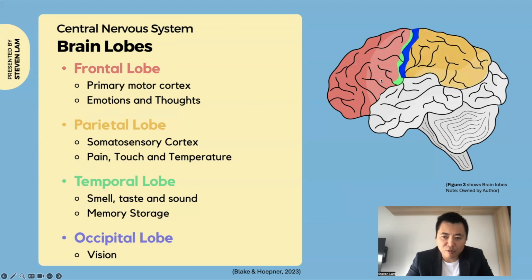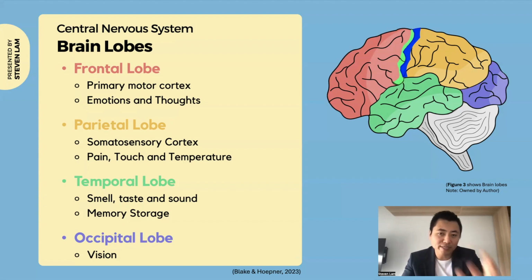And so behind that, you've got your parietal lobe. Now, in blue there is the somatosensory cortex, which allows you to feel things like pain, touch, and temperature. Next, you have the temporal lobe. So it allows you to smell, taste, and hear sounds, but also for memory storage. Now, at the back, you have something called the occipital lobe, and this receives all the information from the eye, processes it, and allows you to see different images.